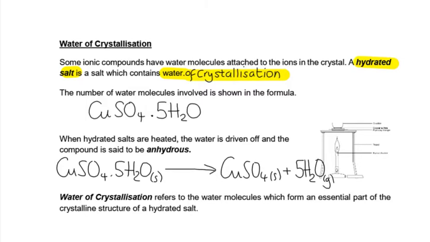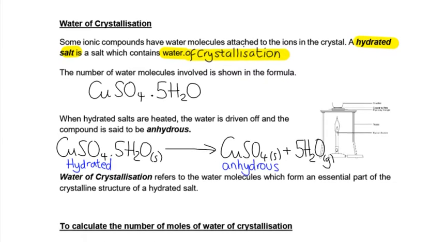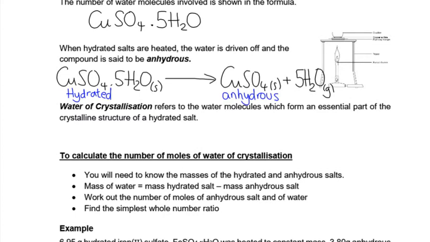Now when we look at copper sulfate crystals, these are our hydrated, with the water of crystallisation trapped, and they appear blue in colour, and these are our anhydrous crystals without the water, and they appear white in colour for copper sulfate. So these waters of crystallisation are an essential part of the structure.